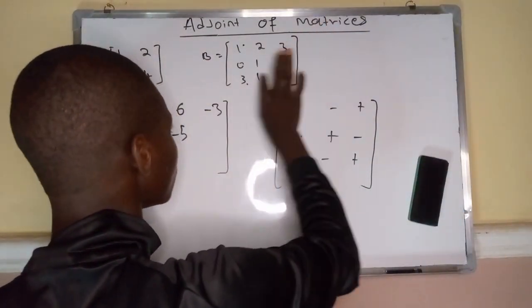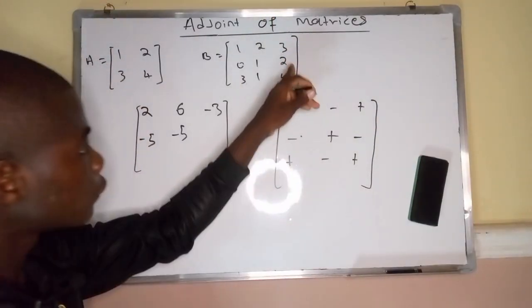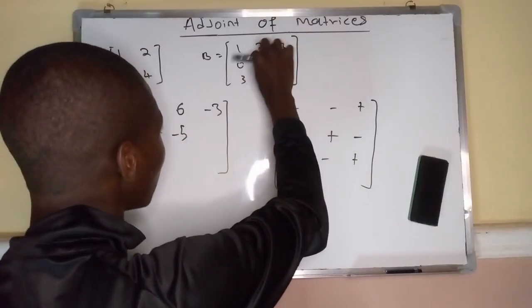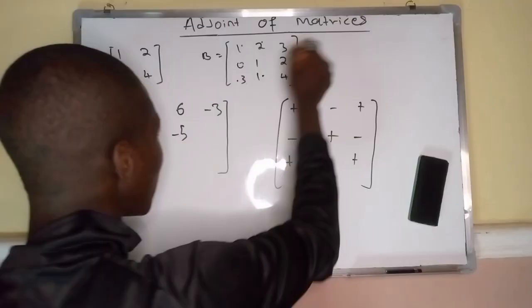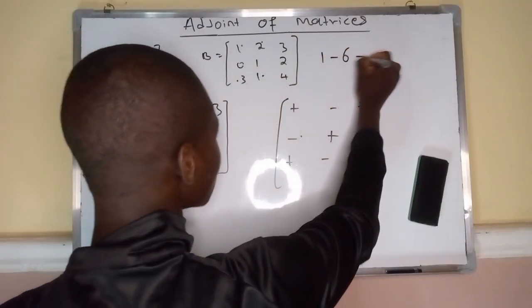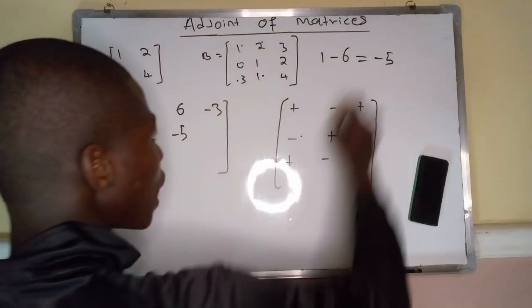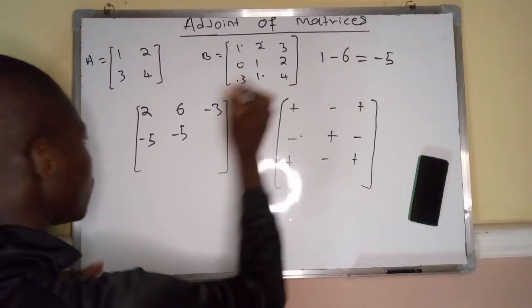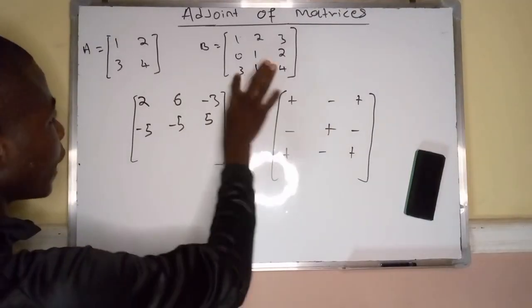So again, let me find the minor of 2. I will delete this, I will delete this, and having 1, 2, 3, and 1. 1 times 1, which is 1, minus 2 times 3, which is 6, and therefore it is equal to minus 5. So I have to multiply minus 5 with negative sign, which will be positive. So therefore I'm having positive 5.